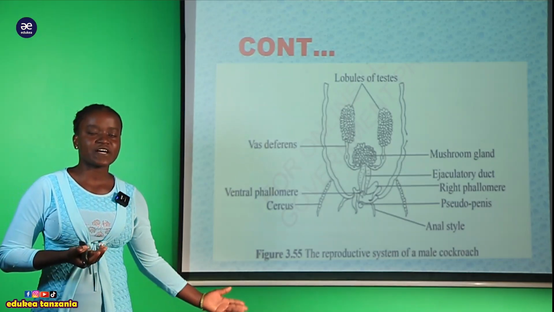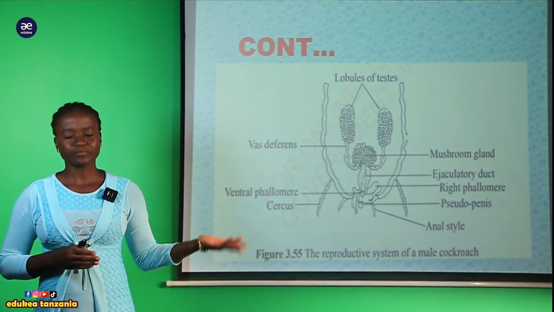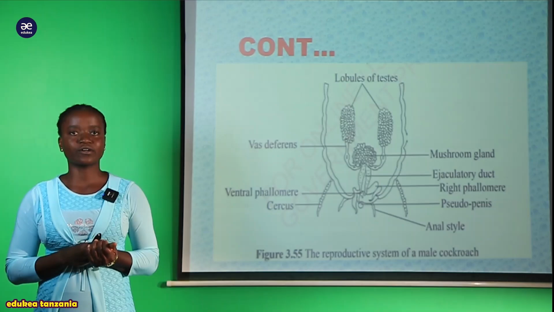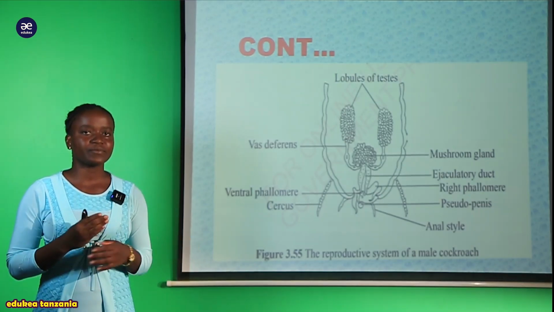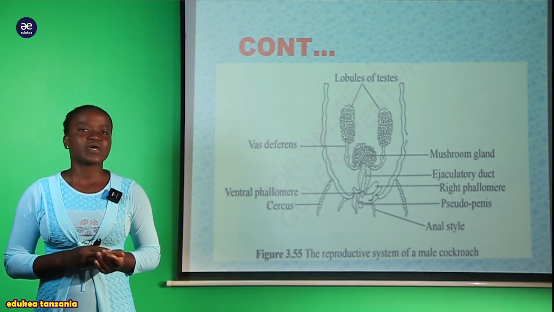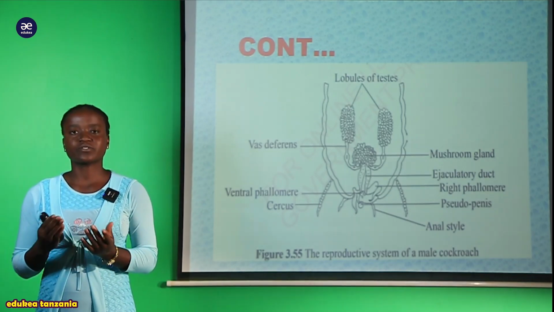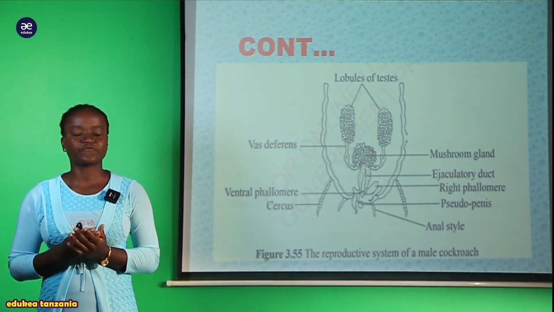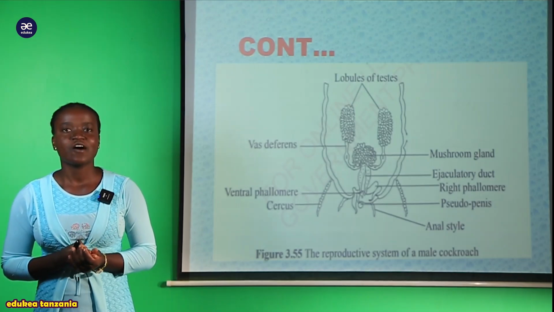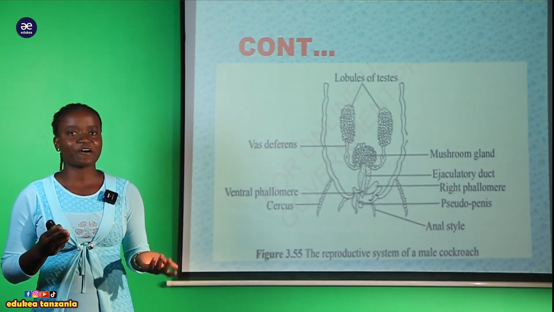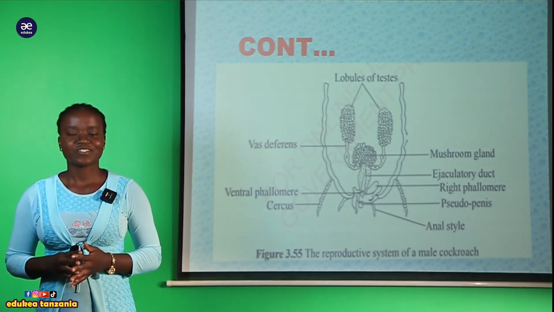So my student, after we have seen the structure of the male cockroach, I would like to welcome you to the next session, where we are going to discuss the female reproductive system, or female reproductive structure, found within the cockroach. So thank you.